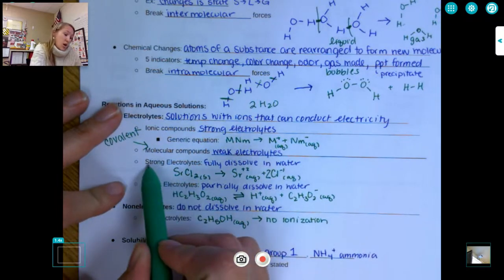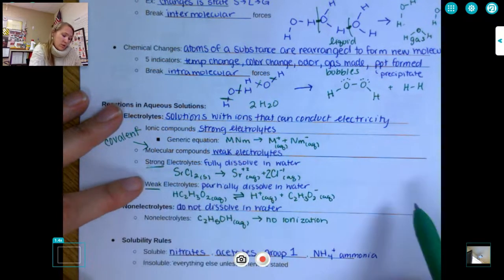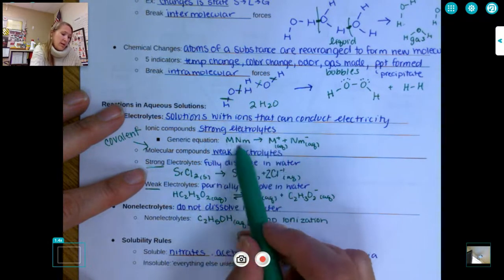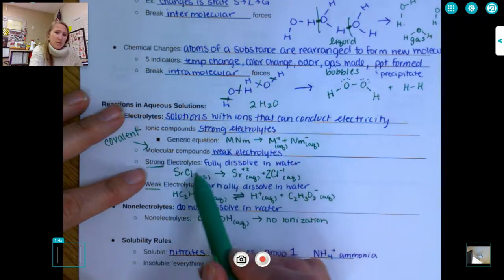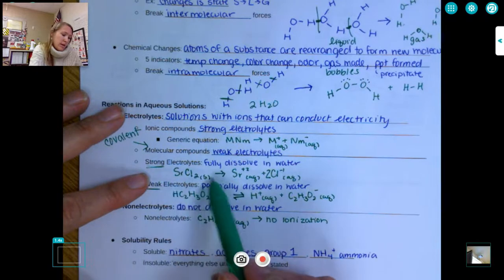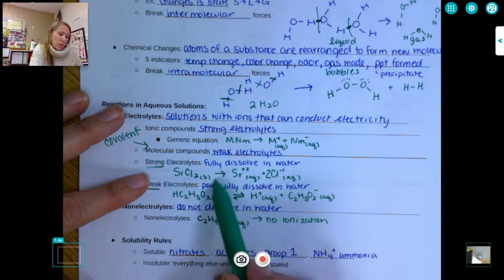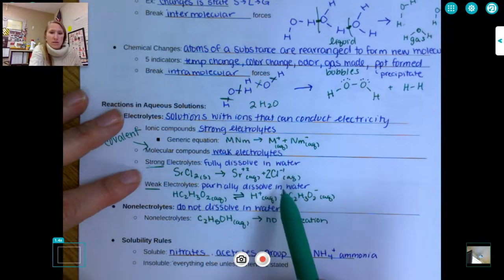We can have strong electrolytes and weak electrolytes. A strong electrolyte fully dissolves in water. So an example of that is our ionic compounds. So we can see that this strontium chloride completely dissolves into strontium ions and chloride ions because we have a one-way arrow straight to the right.